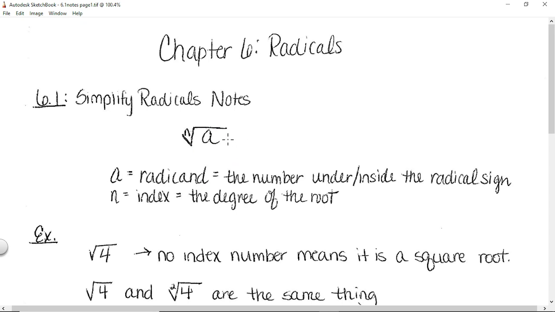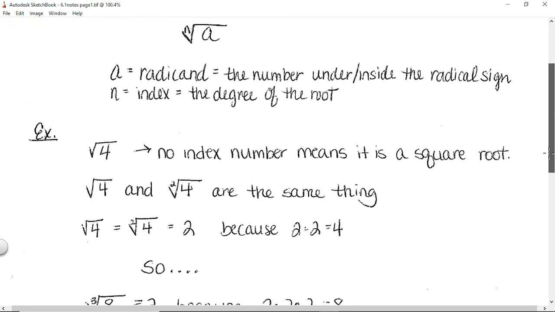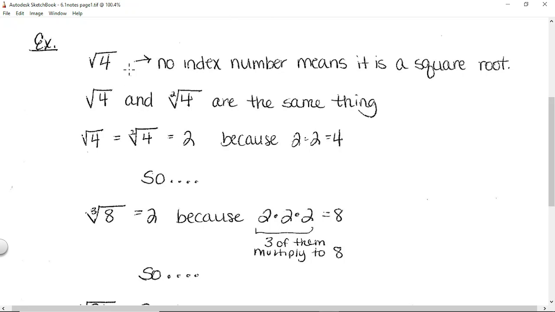Okay. So we'll look at this example, and we read this as the square root of 4, right? That's pretty familiar. It has no index number, so that means it's a square root. When you don't write the index there, it's understood that it's 2. So it says here the square root of 4 and square root of 4 are the same thing. I read that the same way even. You have this radical with no index, and you have the one with the index of 2. They are the same thing, and we call it the square root of 4.